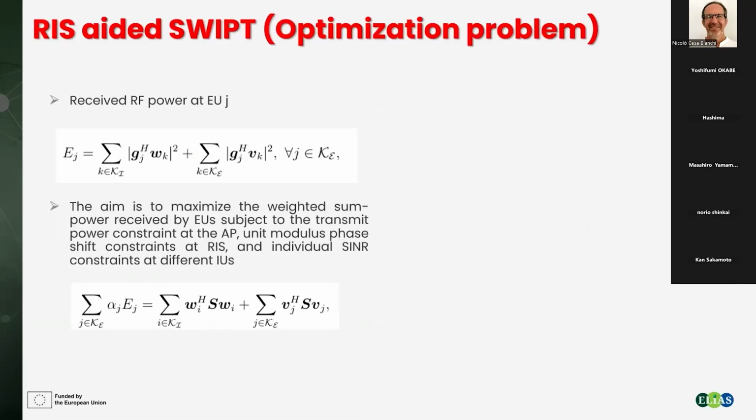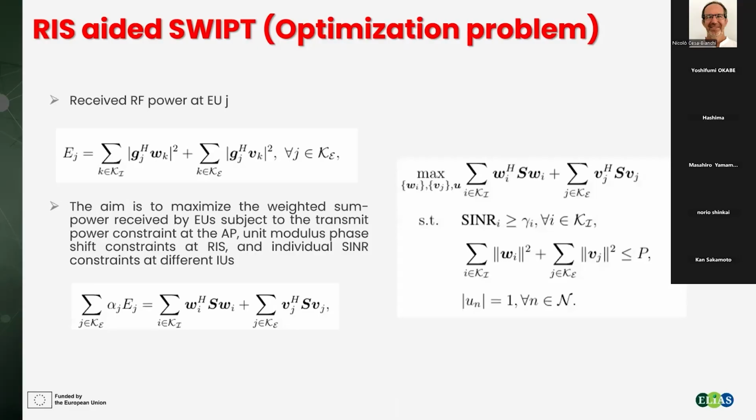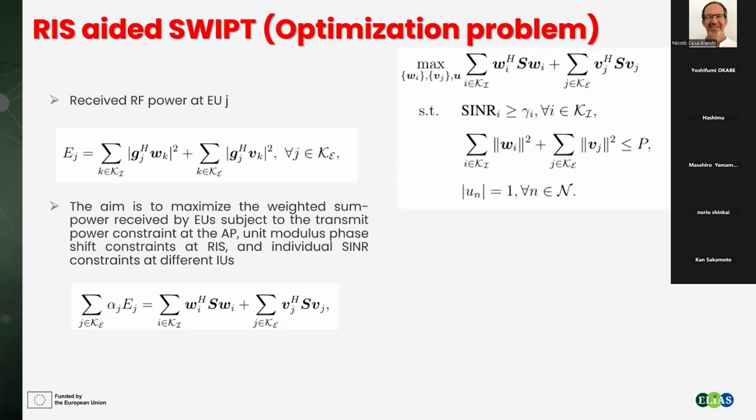So the received power as an energy harvesting user will be the same. And our target in this problem is to maximize the weighted sum power received by the energy users, subject to the transmit power constraint at the access point, the unit modulus phase shift constraint at the RIS, and the individual SINR constraint at the information users. So our optimization problem will be like that.